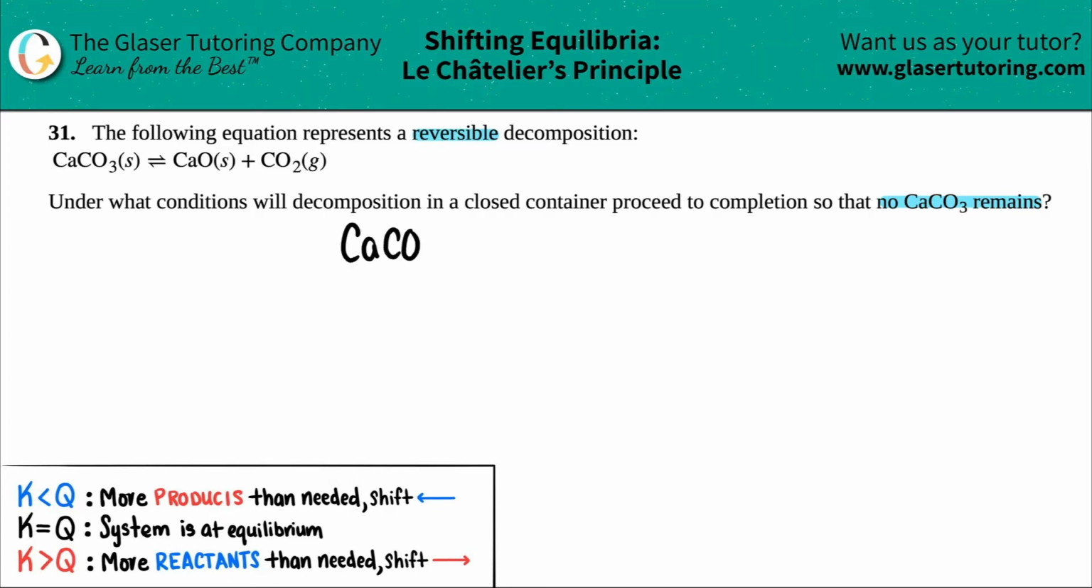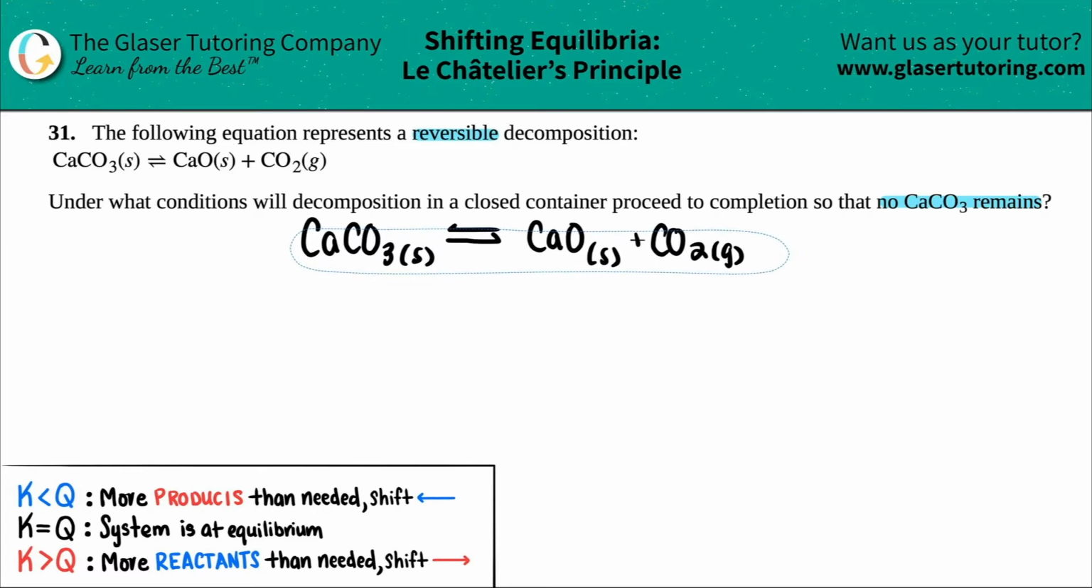So I've got calcium carbonate, CaCO3, and that's a solid. And this is reversible, right? It comes to equilibrium with CaO, calcium oxide, a solid, plus carbon dioxide, which is the gas. The key to this problem is to state what conditions will occur when you want no calcium carbonate to remain. So I don't want any more of this in the reaction.